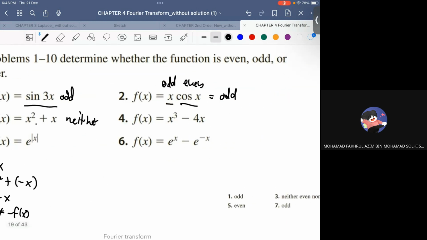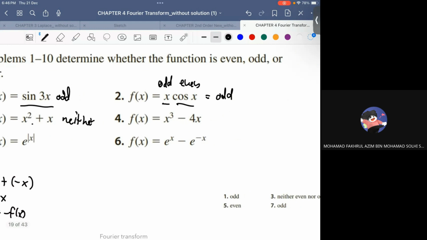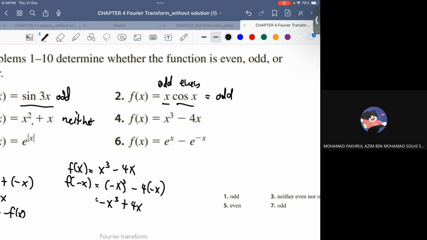Number 4, f(x) equal to x cubed minus 4x. So f(negative x) equal to negative x cubed minus 4 times negative x. So negative x cubed plus 4x. So this is equal to negative f(x). So this is an odd function.